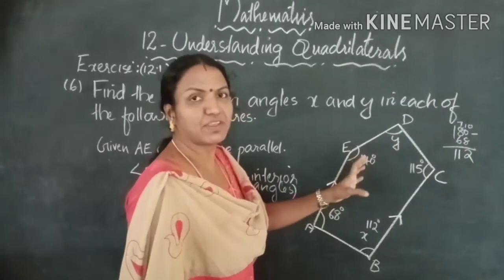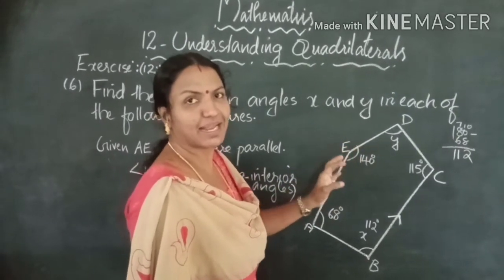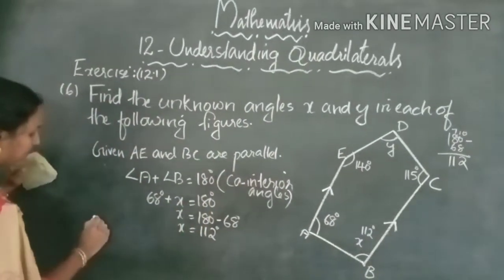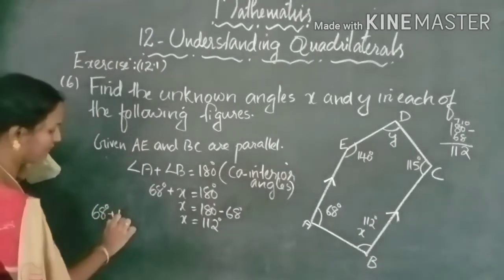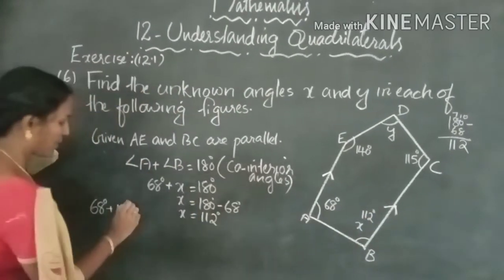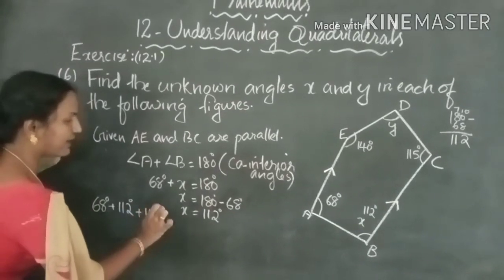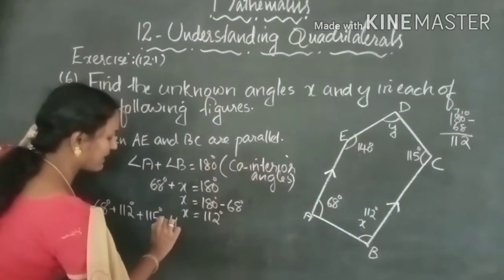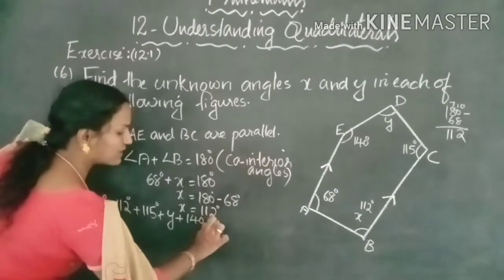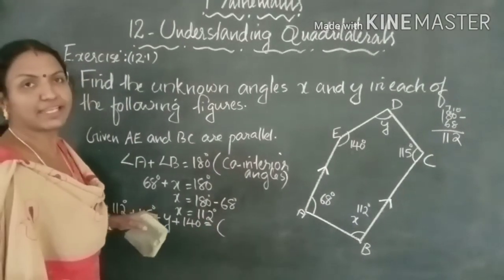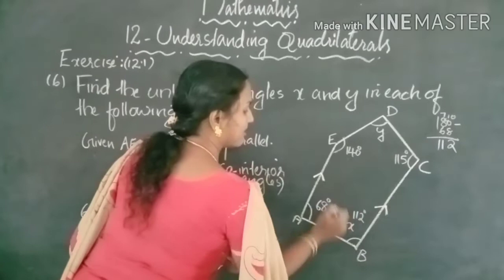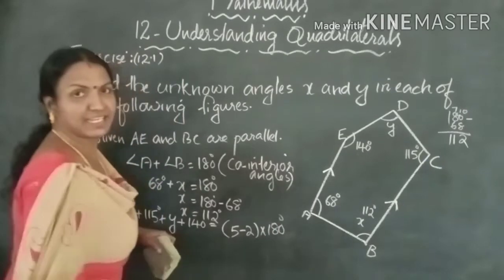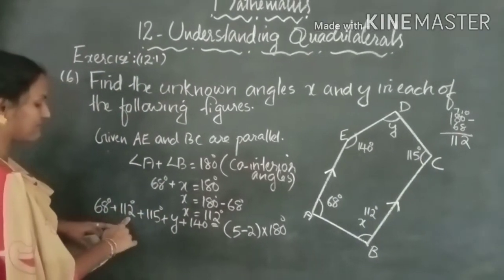We studied that the sum of the interior angles of a polygon is (n minus 2) into 180. So, adding all the angles: 68 plus 112, here x is 112, plus 115 degrees plus y plus 140 is equal to (n minus 2) into 180. Here how many sides are there? 5 sides. So (5 minus 2) into 180.